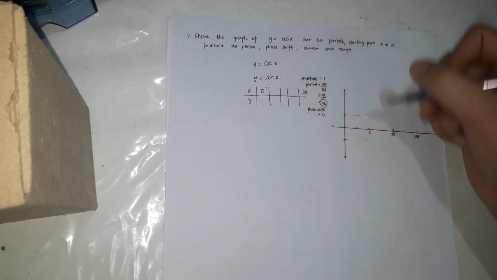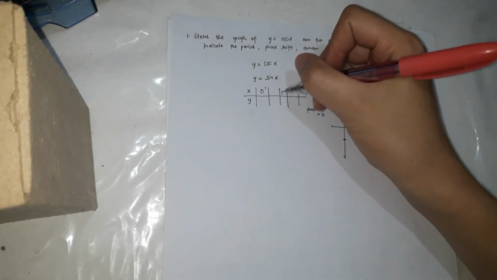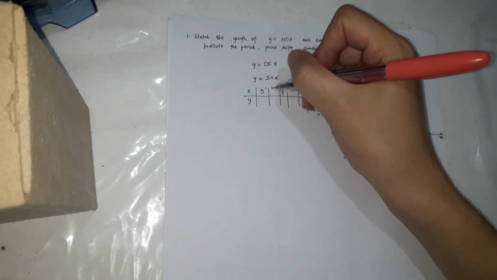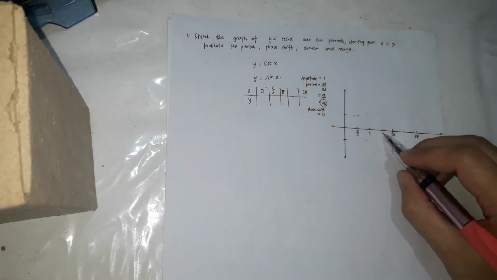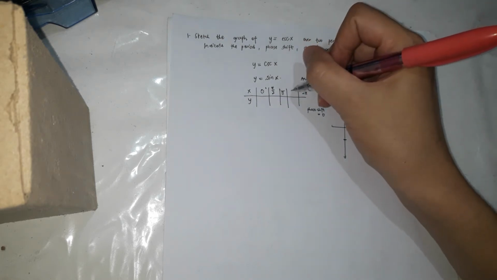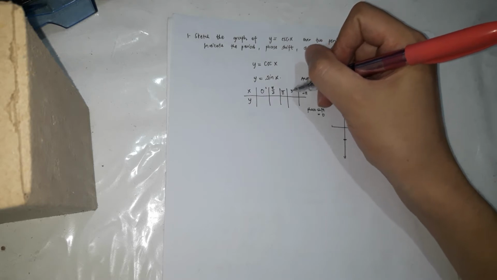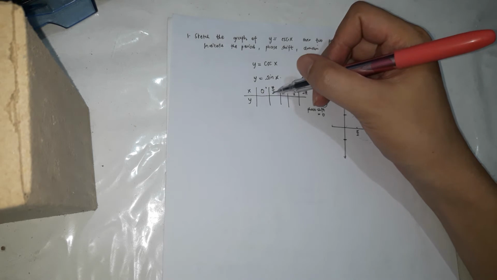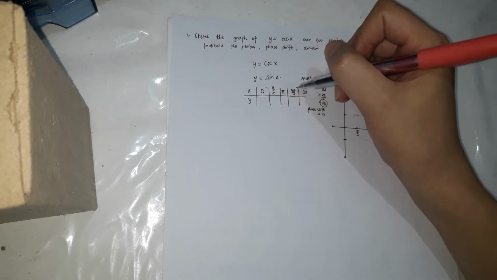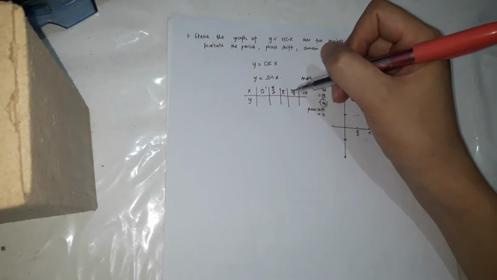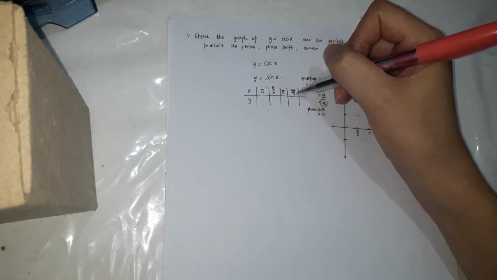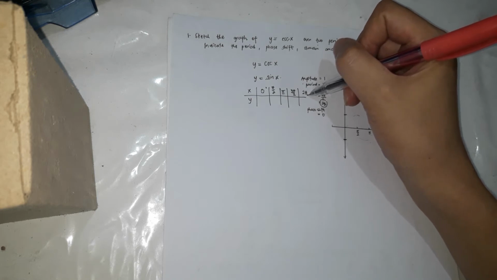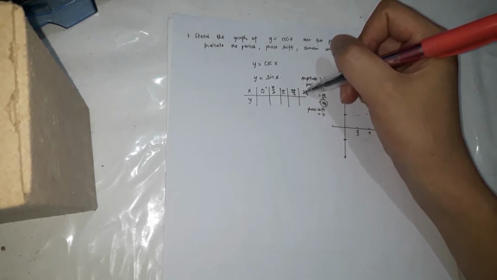Gitna na 0 at saka ni 2 pi, that's pi. Sa gitna ni 0 at saka ni pi, that's pi over 2. Sa gitna naman ni pi at saka ni 2 pi, that's 3 pi over 2. This is 0. This is 180 divided by 2, 90. This is 180. This is 270 because 3 times 180 divided by 2 is 270. 2 times pi, pi is 180 times 2, 360.